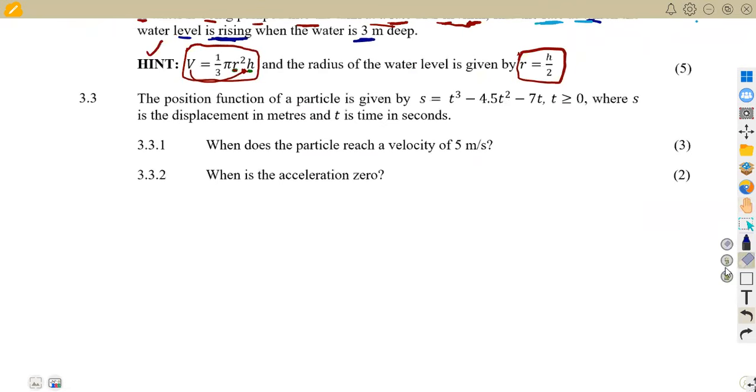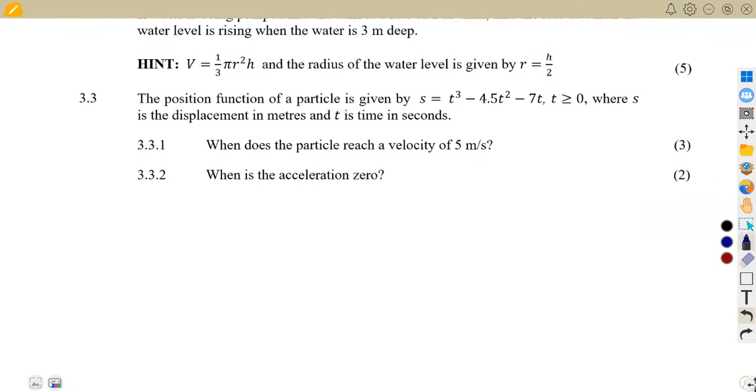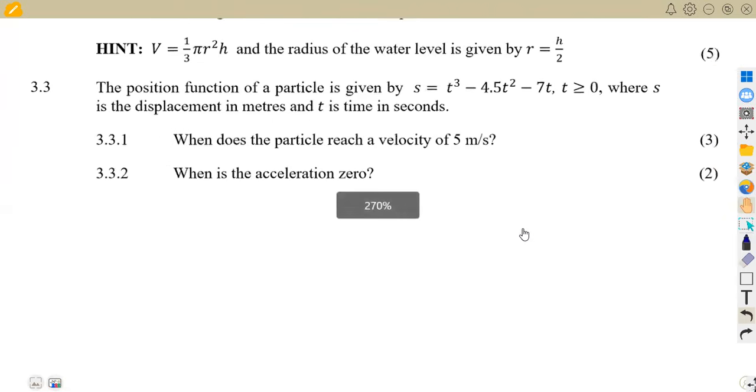All right, so that was the first part of the applications. We shall see another part. Let us see this one now.